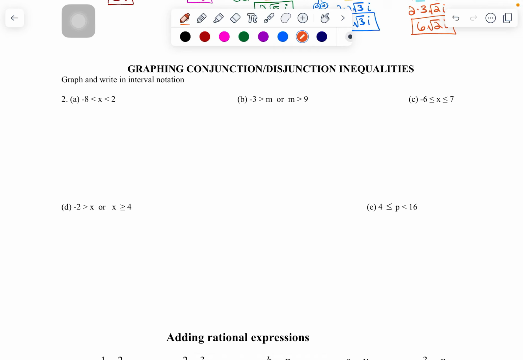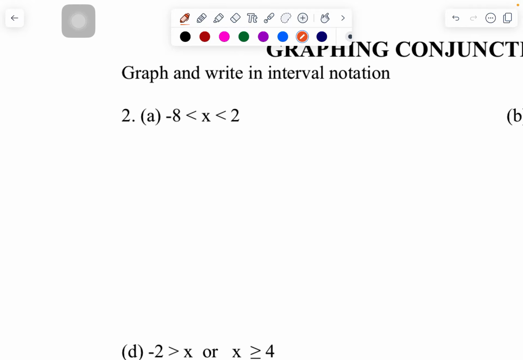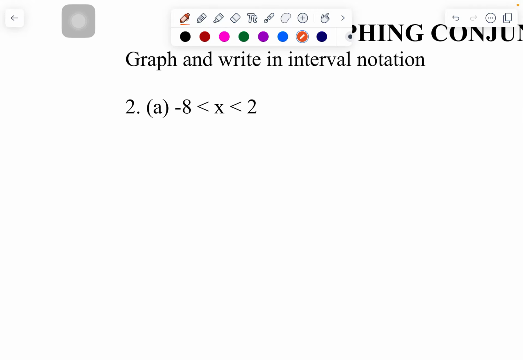All right, this is going to be the second video for Notes 40. We're going to talk about graphing conjunctions and disjunction inequalities. So the first inequality we have here is a conjunction. Now, you might be looking at, how do I know the difference?